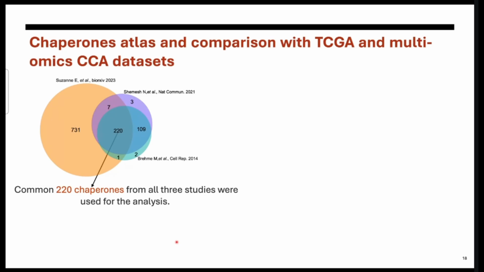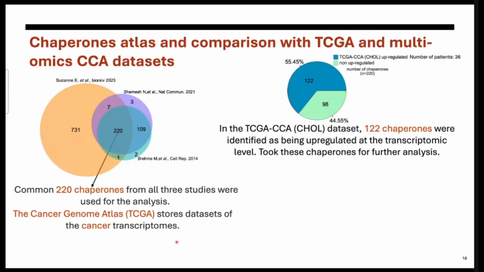These 220 chaperones were further analyzed using a dataset from The Cancer Genome Atlas, which stores cancer-related transcriptomic data. We downloaded the cholangiocarcinoma dataset, which was a small dataset. The number of patients was only 36, but we still looked into that. We analyzed the expression patterns and overlapped them with these 220 chaperones. Then we saw that 122 chaperones were upregulated in cholangiocarcinoma when compared to the normal samples.